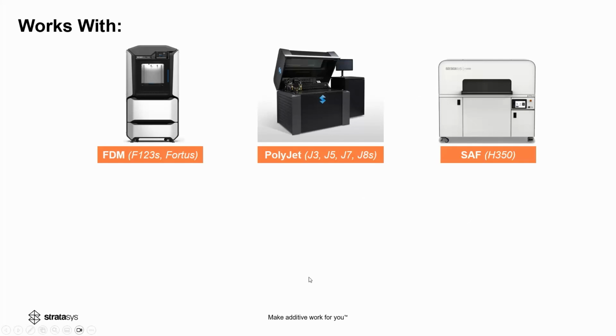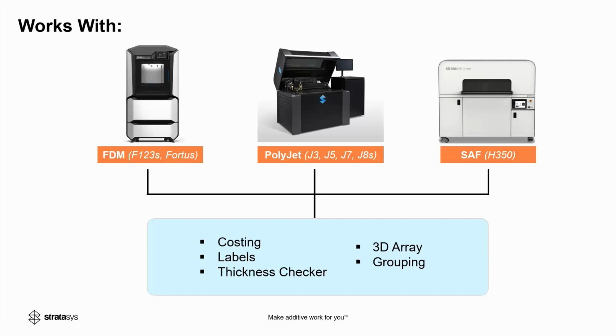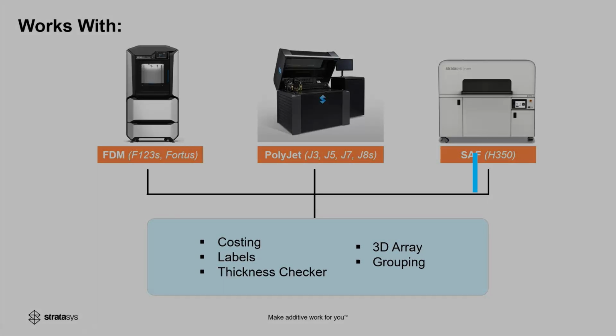Okay, let's talk about GrabCAD Print Pro features common to our big three technologies. Whether you've got our F123s or Fortis series, our PolyJet J series, or our SAF H350 powder bed series, there are certain features in Print Pro that you can use with all three technologies. Let's take a look at them in the order you're probably going to use them the most.